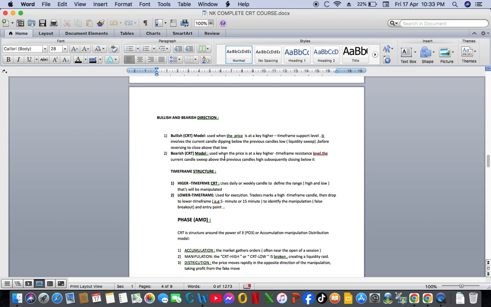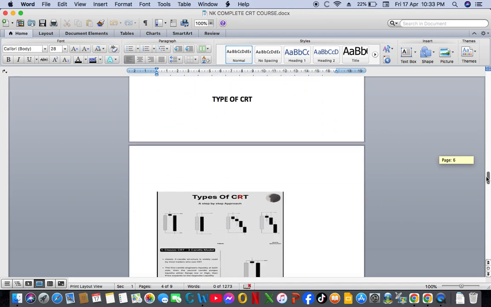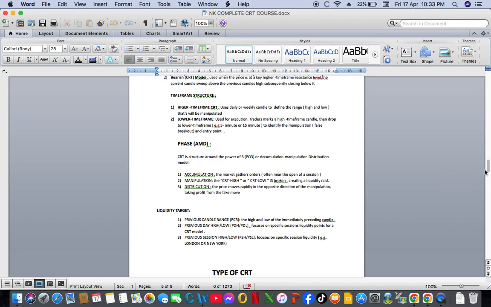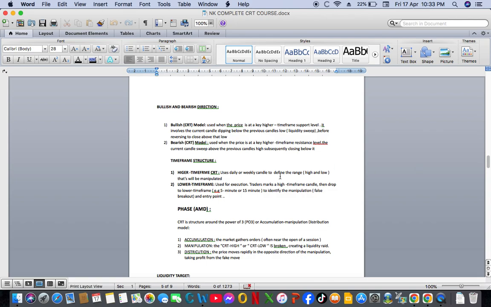So it's when the price takes a key level from the higher time frame resistance level, the current candle dips above and collects liquidity. So it's just the same thing. This is the bearish: price collecting liquidity up and coming down. Then for the bullish, price is collecting liquidity down and going up. So it's just a similar thing, similar to the highs and lows.